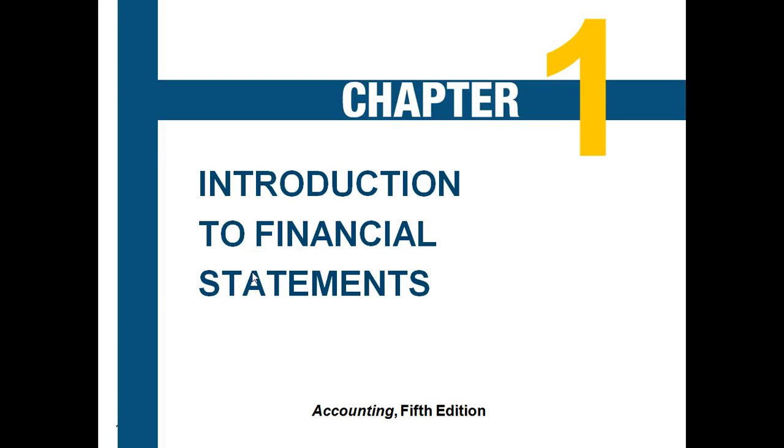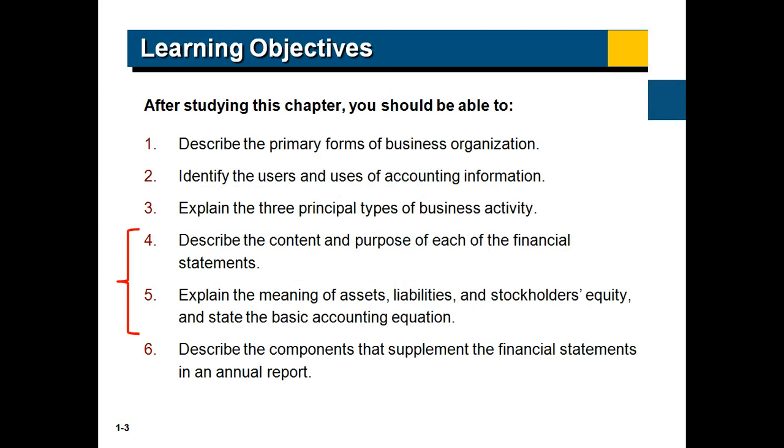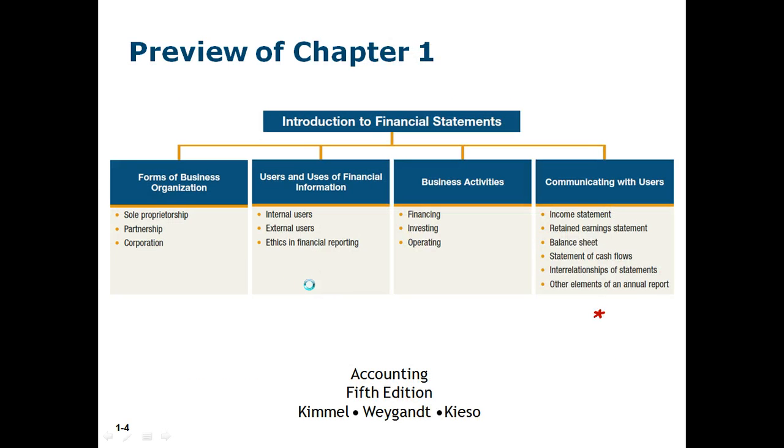This is the second video for Chapter 1. In the first video, we looked at the three study objectives labeled out in your textbook. In this video, we're going to look at study objective number 4 and 5. We're going to very specifically look at the financial statements, what's reported on them, and then very specifically looking at some vocabulary of the terminology used on the financial statements.